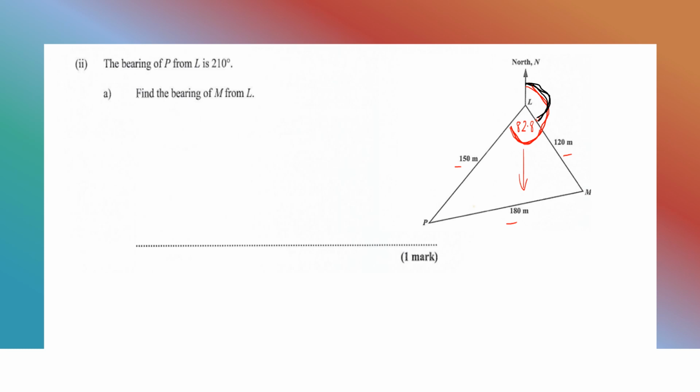So all we would have to do is to subtract 82.8 from 210 degrees. And that is equal to 127.2 degrees.